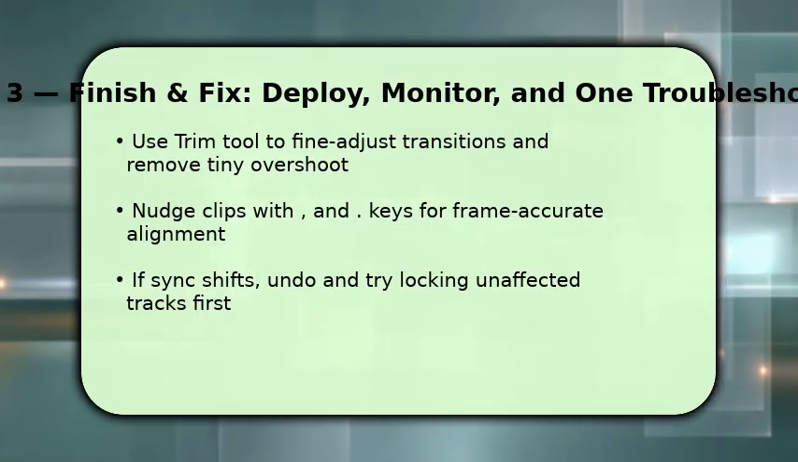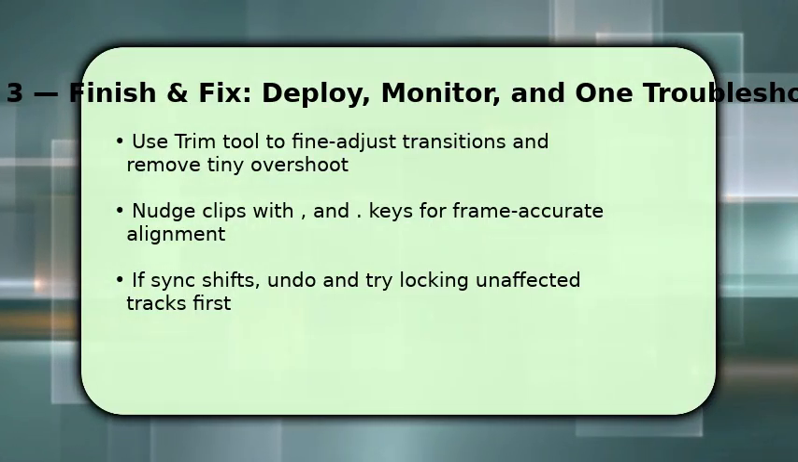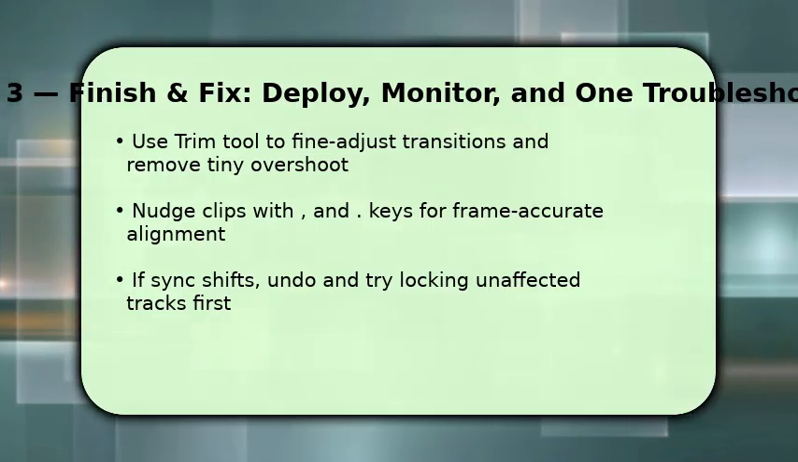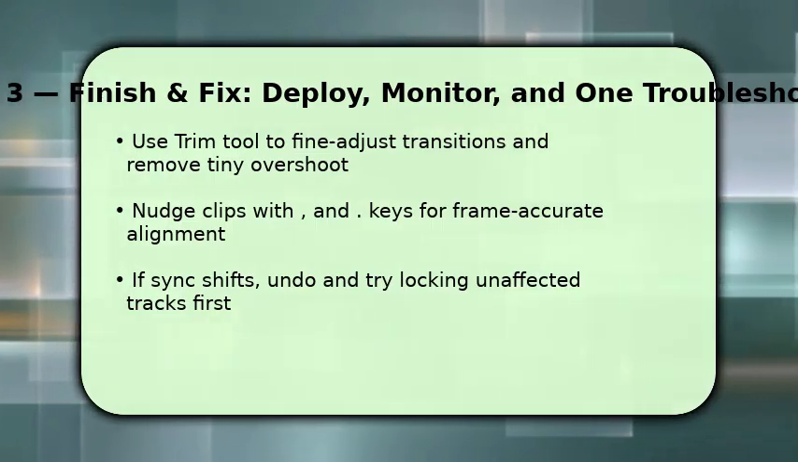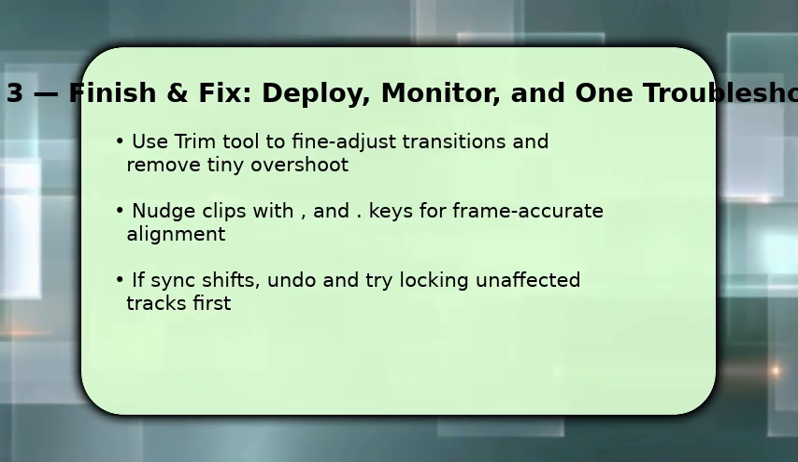Finish by trimming and nudging to perfect alignment. Use the trim tool for transition handles and the comma/period keys to nudge by frames. This gives frame-accurate results. Then play the cut to confirm audio sync and visual continuity.